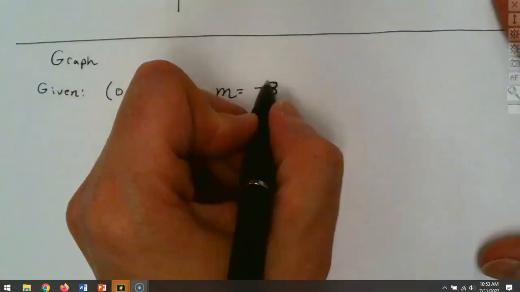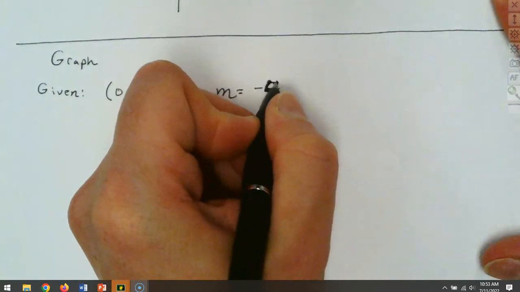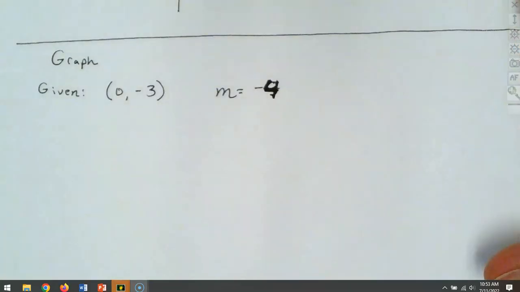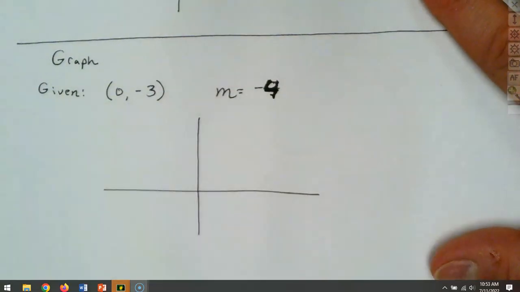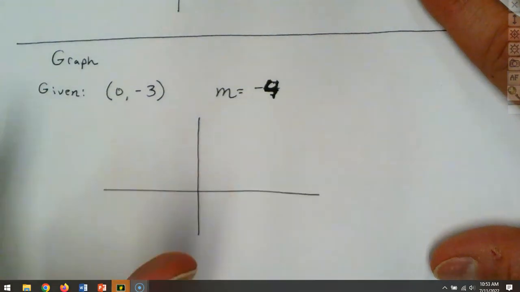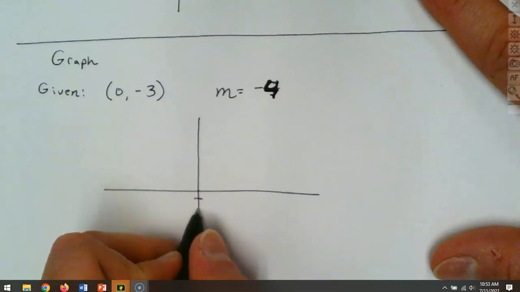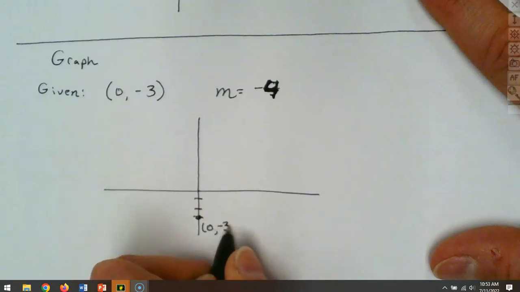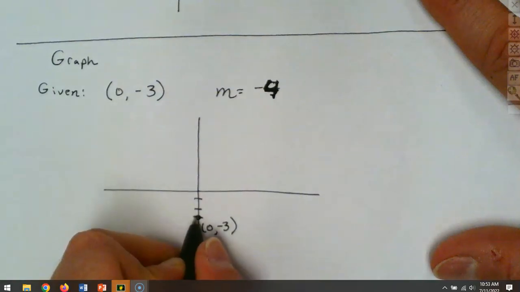Well, let's not make it 3. Let's make it a different number so we don't get confused. Let's make that a negative 4. So that's going to be a 4 there, negative 4. So if we want to graph this, we plot our point. So that is at 0, negative 3. A lot of times students mix them up. 0, negative 3 would be at 0, and then down 1, 2, 3 units. And there's our first point, 0, negative 3.